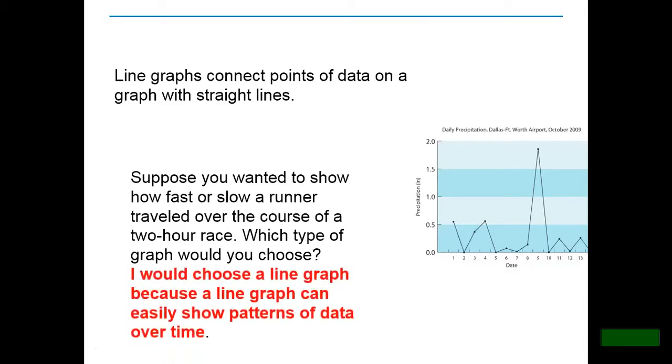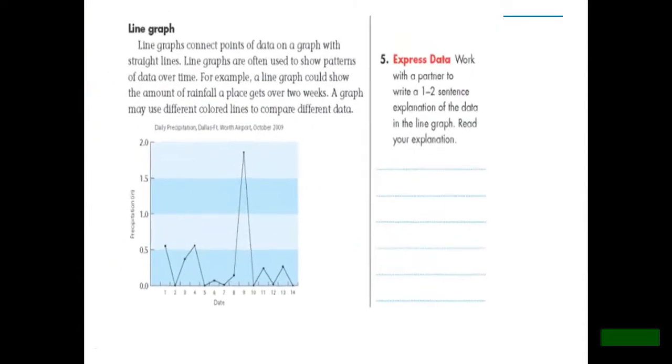Okay, excellent. 2 points for you in Class Dojo. I would choose a line graph because a line graph can easily show patterns of data over time. A line graph, as I told you, connects points of the data on a graph with straight lines. You see here, connect points with straight lines.